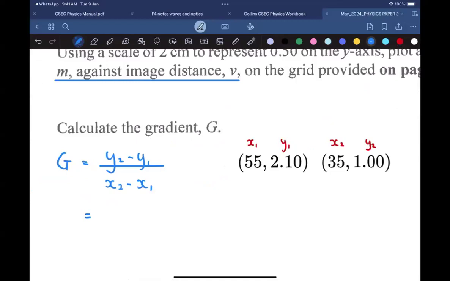So it's 1.00 minus 2.10 over 35 minus 55.